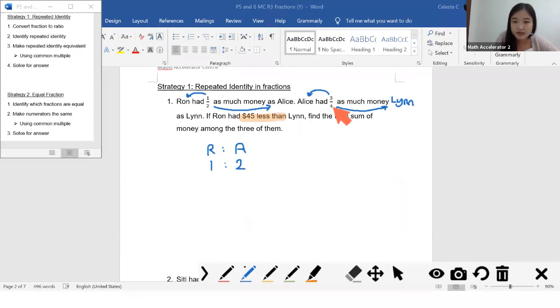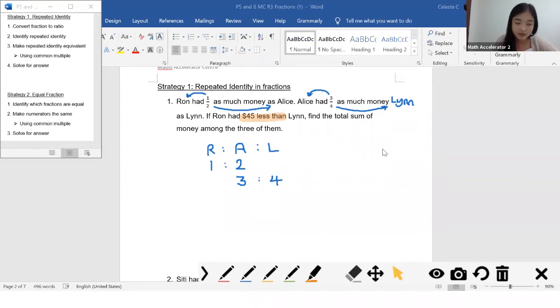How about the second set of ratio? You have Alice and Lynn. I already wrote Alice here. So Alice to Lynn, 3 is to 4. So what's the next step?